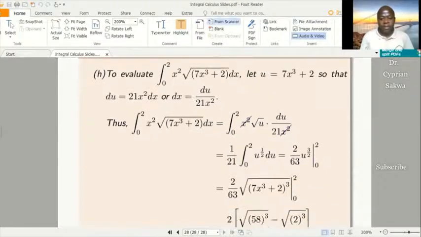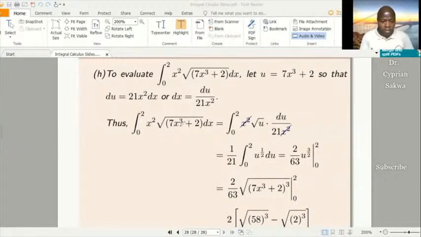Now the last question, let's look at the last question. Just the same reasoning: I let whatever is under the root be equal to u. So let u be whatever is under the root, and differentiate both sides to get du equals 21x squared dx, and divide by 21x squared on both sides to make dx the subject. So what you have is that dx will be du over 21x squared. Once that is done, you go back to your integral and just do the integration from 0 to 2 of this.